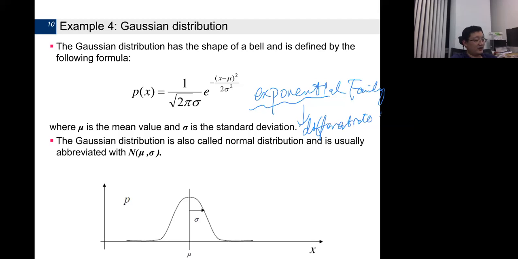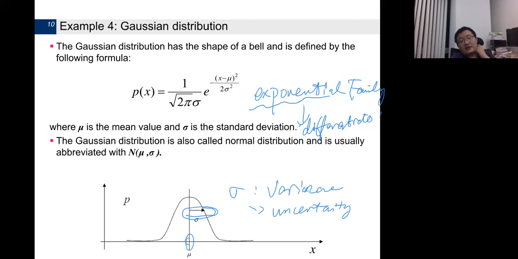So Gaussian distribution, everybody knows about that, right? You have a mean at the center of the assumptions, and sigma shows the uncertainty. It's a variance. Variance represents the uncertainty. This is the Gaussian distribution.